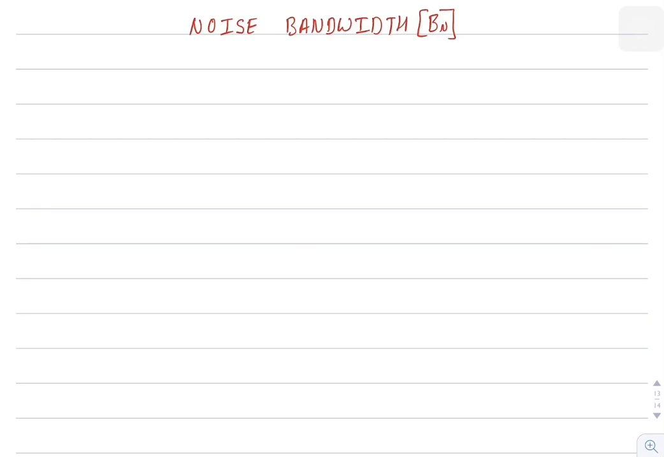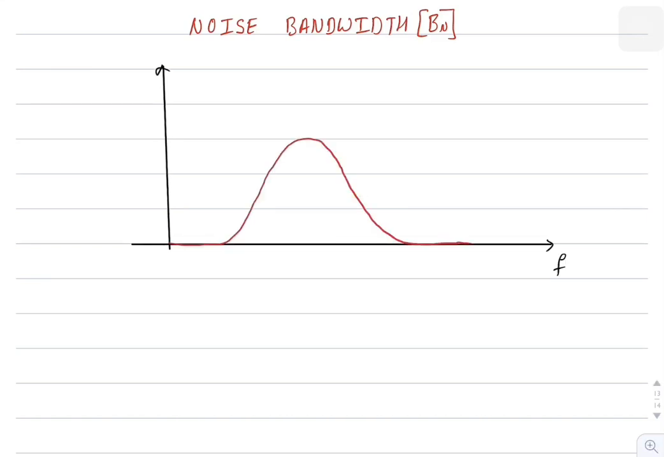Noise bandwidth. In the previous topics, we have seen a parameter called B, and we defined that B as the noise bandwidth of the system. Let us see what this noise bandwidth is. I have a filter that I am using in my communication system whose frequency response is as shown in the figure. My x-axis is frequency and y-axis is h of f, or else call it g of f, gain with respect to frequency.